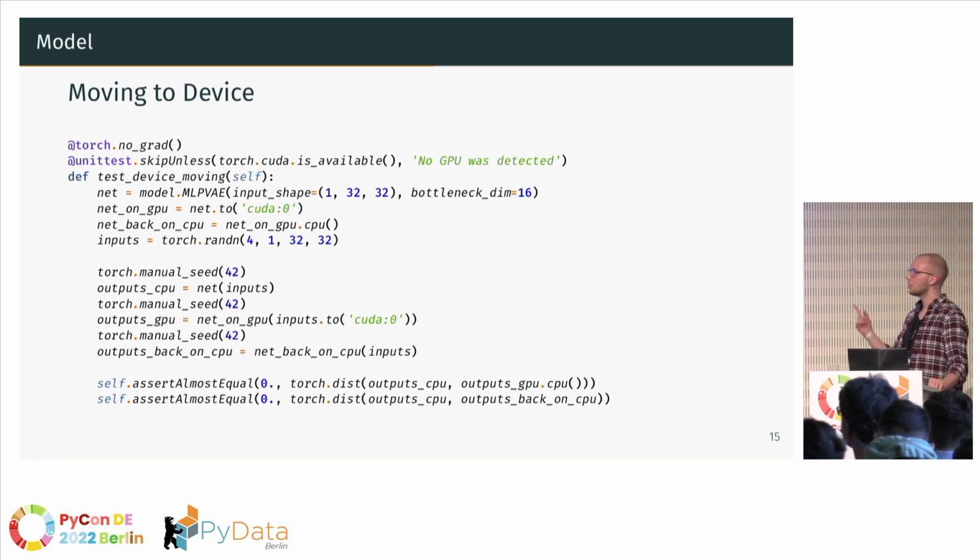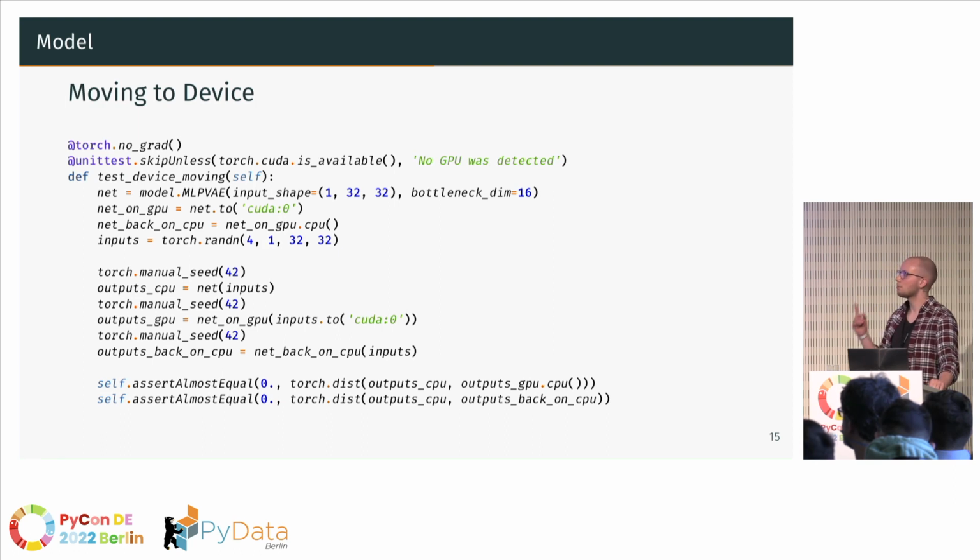Okay, the second thing you should notice here is that before each call to the network, we set a manual random seed for Torch. This is because our network is a probabilistic model, and it is non-deterministic because of this noise tensor that I've shown before.